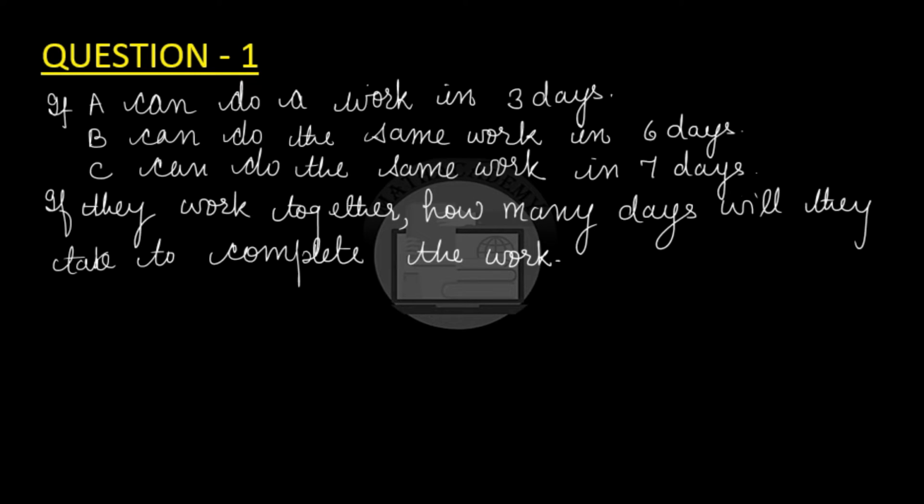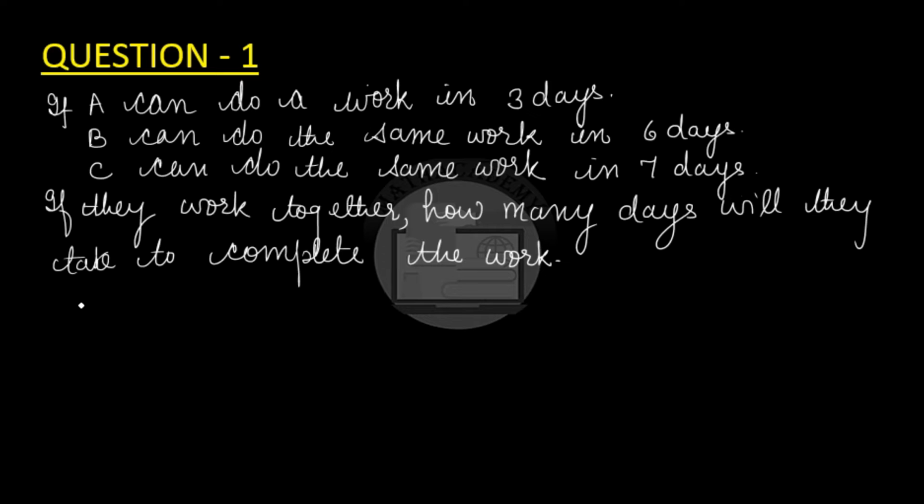If A can do a work in 3 days, B can do the same work in 6 days, and C can do the same work in 7 days. Now they have started working together. So how many days will they take to complete the work? Please remember that the work which A is doing, B is doing, C is doing, or all three of them are doing together, it is the same work.